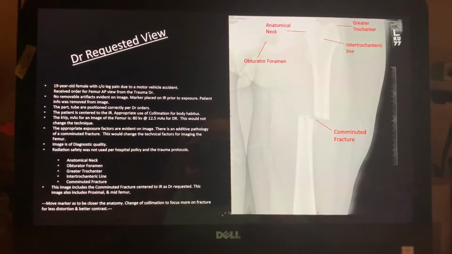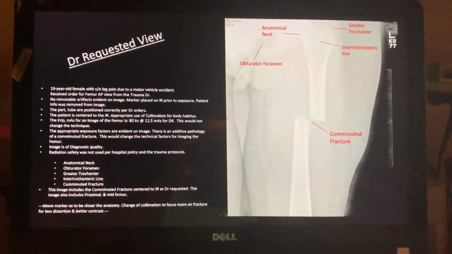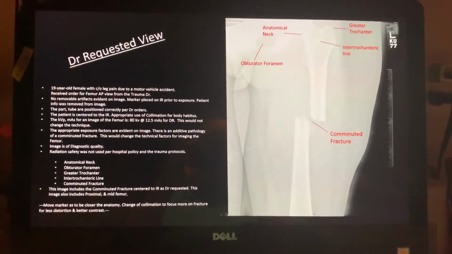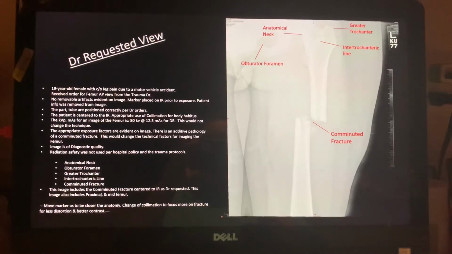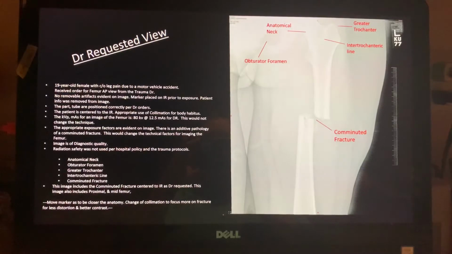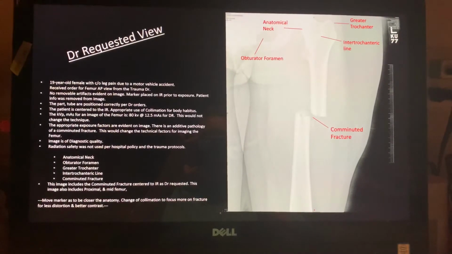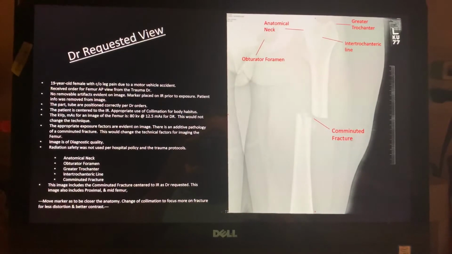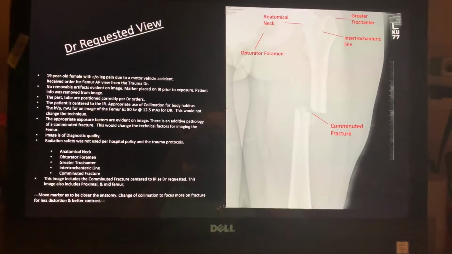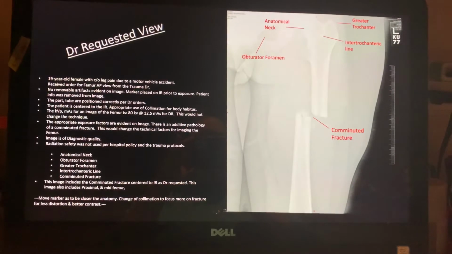The kVp and mAs for an image of the femur is 80 kVp at 12.5 mAs for digital radiography. This would not change the technique. The appropriate exposure factors are evident on the image. There is an additive pathology of a comminuted fracture. This would change the technical factors for imaging of a femur. Image is of diagnostic quality.